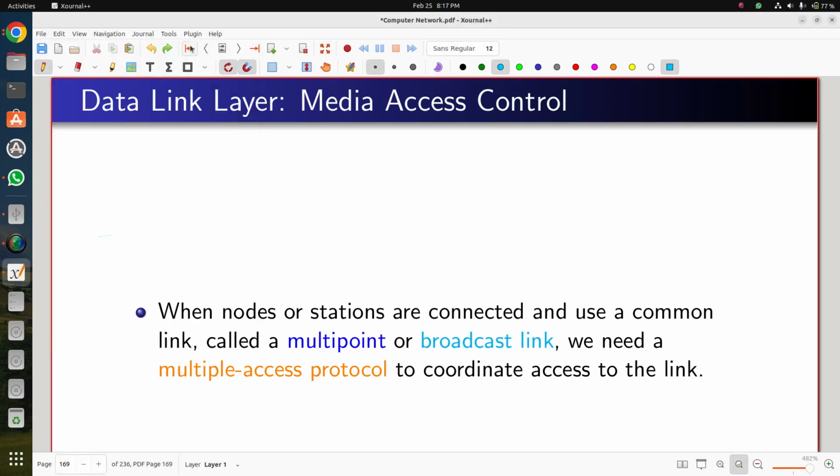Okay, so today we will talk about media access control protocol. As I earlier told you, the data link layer.